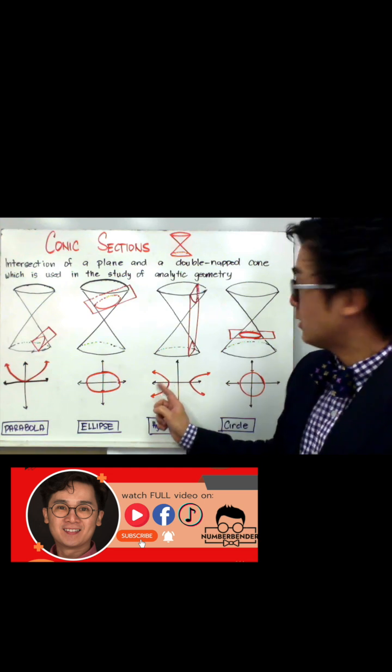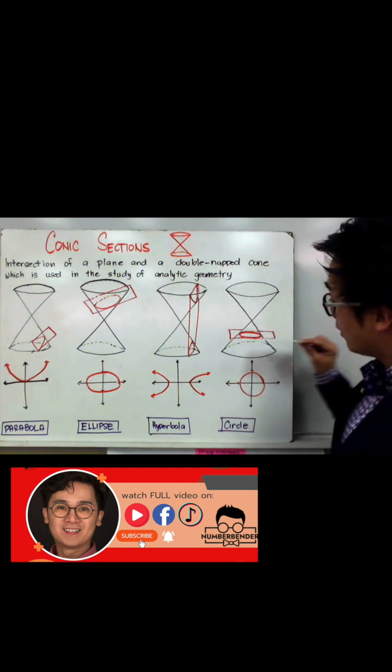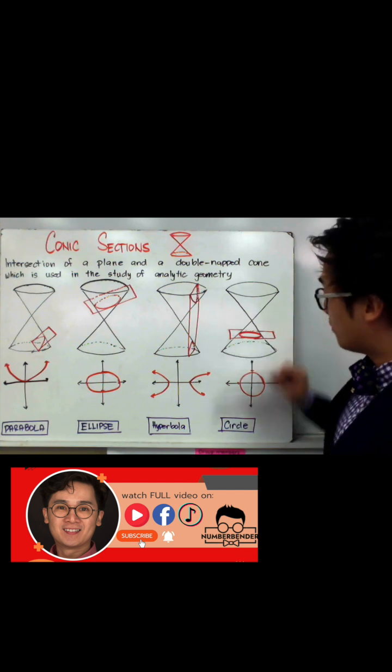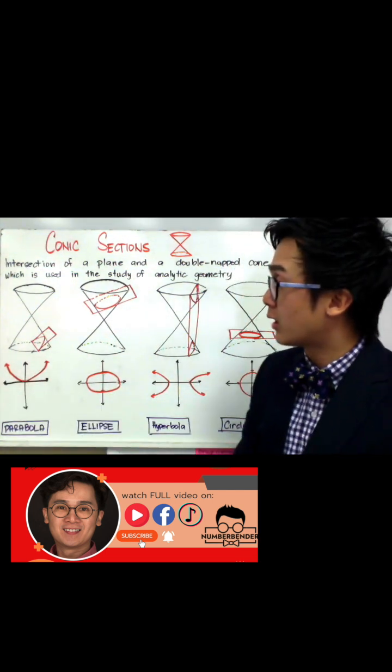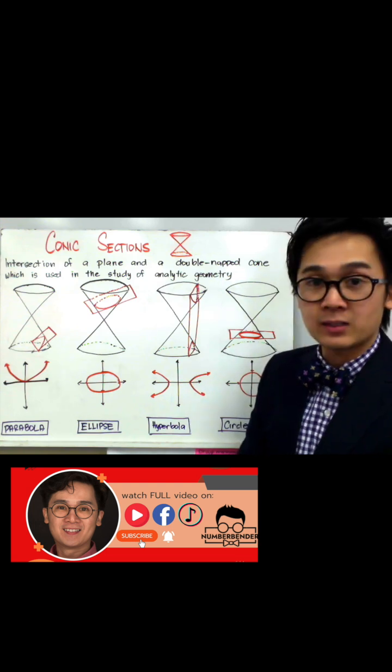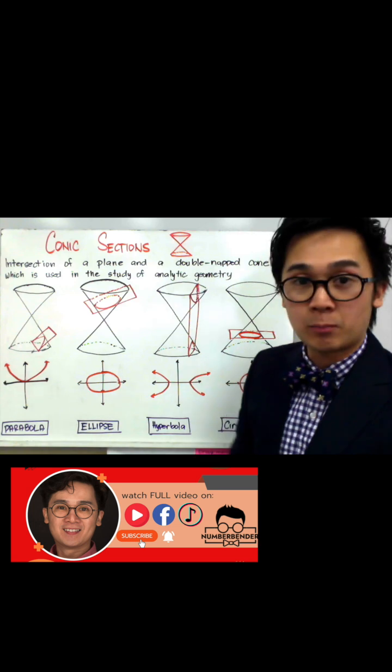And then the last section: if we slice the plane right through the cone horizontally, it will form a circle. And these are the conic sections that we're going to be working on for our lesson in analytic geometry. Now let's focus on our first conic section, which is the parabola.